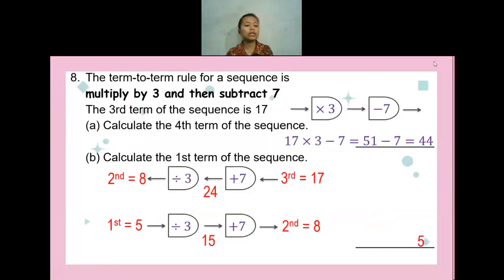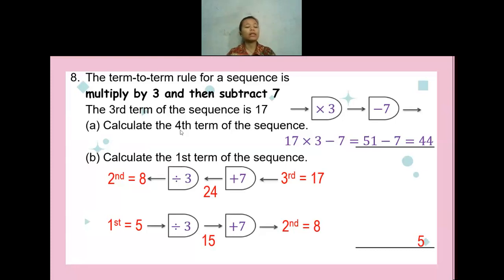So for question 8 in here, we already have the term-to-term rule for the sequence. Because the term-to-term rule is quite long, multiply by 3 then subtract 7, I will just write it as a function machine: times 3 minus 7. We already have the third term. We need to find the fourth term.